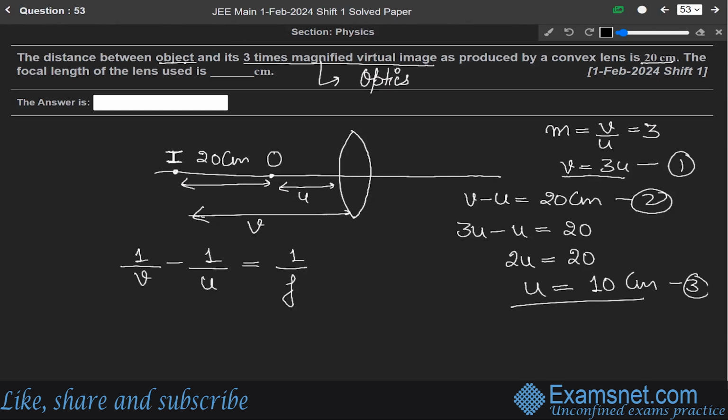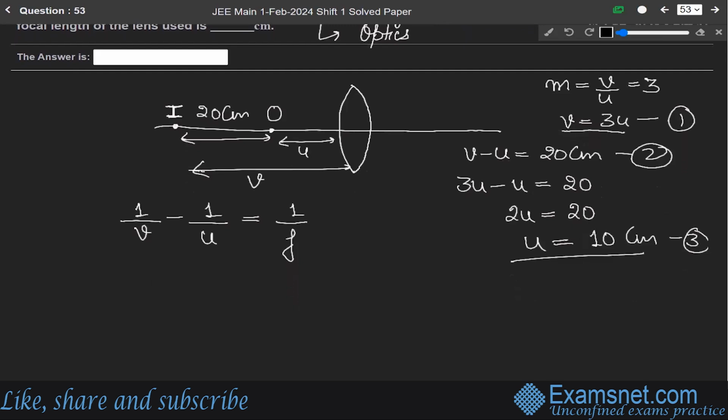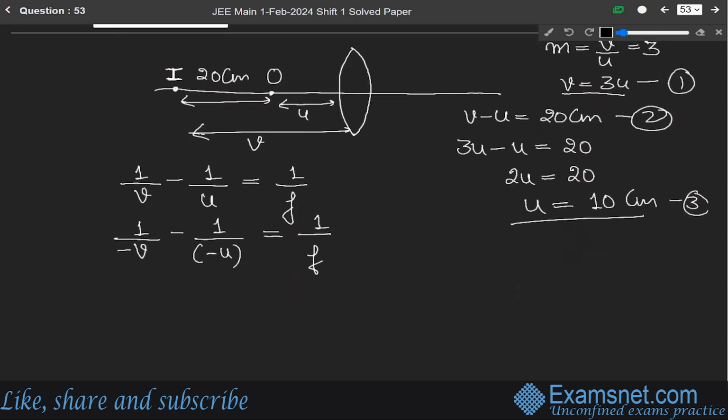Now using the focal length formula, 1 over V minus 1 over U equals 1 over F for a convex lens, and the image is forming on the left hand side. Due to sign convention, we will take V as negative, and the object is also on the left hand side, so it is also negative. V is 3U and U is 10, so 1 over minus 30 plus 1 over 10 equals 1 over F.